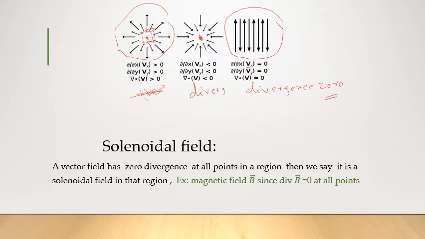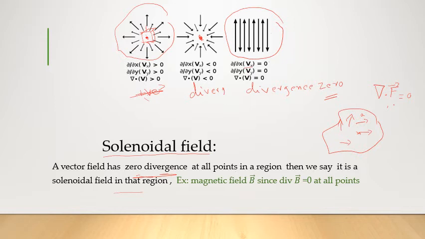Next, we will define a solenoidal field. It's also an important concept. If a vector field has zero divergence at all points in a region, then we say it is a solenoidal field. If you consider this region of space, there is a field defined. The field is not zero at every point, but if you calculate the divergence at any point in this region, it will be 0. Div of F is 0 in all these regions. Then we will say that the field is solenoidal in this region.